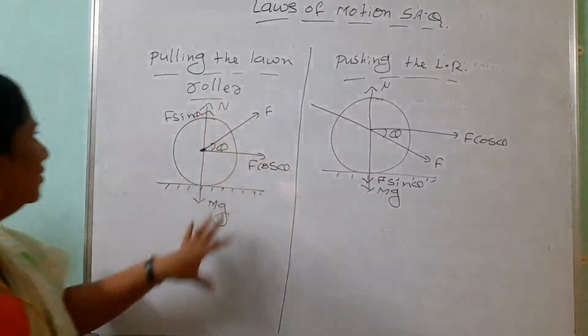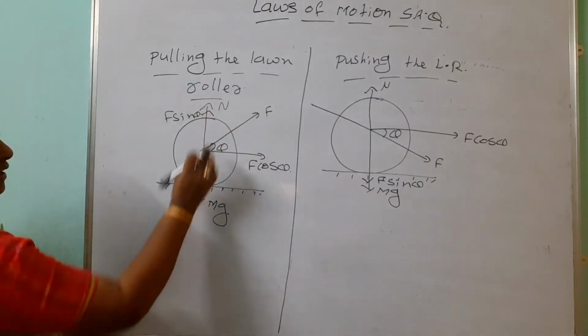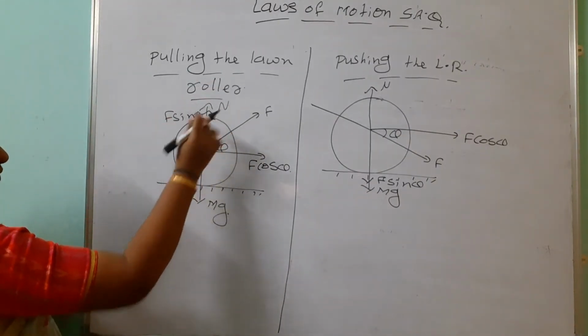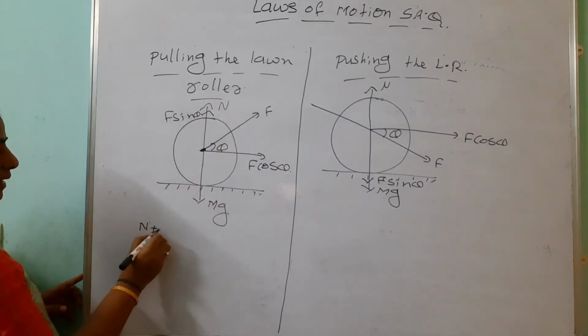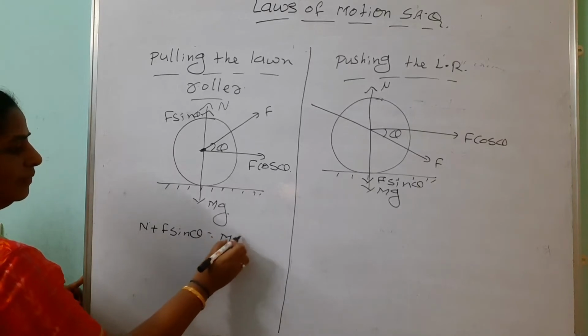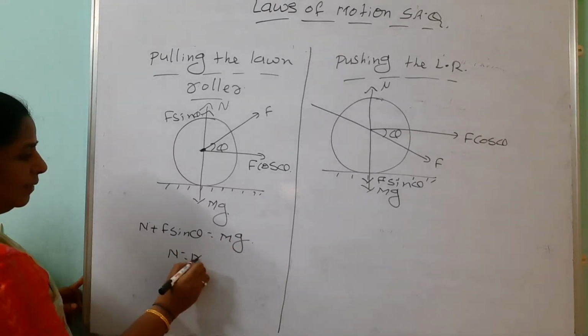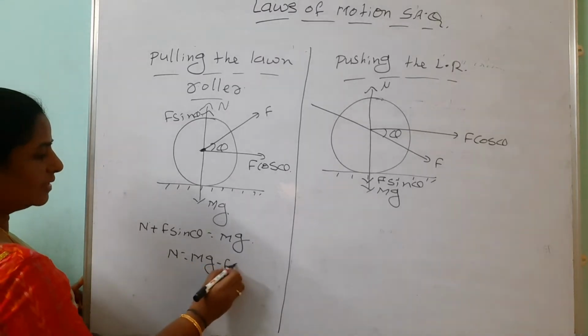Now look here, come to pulling. On this, how many forces are acting vertically? Vertically two are acting upwards. So N plus F sin theta equals mg. From this, N equals mg minus F sin theta.